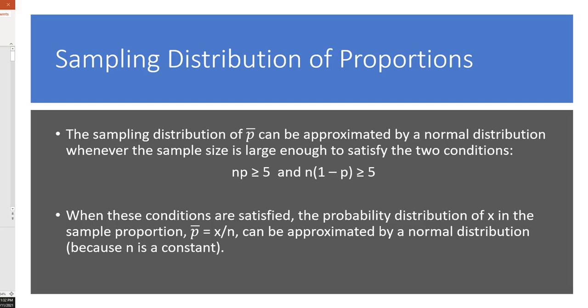The sampling distribution of p bar can be approximated by a normal distribution whenever the sample size is large enough to satisfy two conditions: the sample size times the proportion is greater than or equal to 5, and the sample size multiplied by 1 minus the proportion is greater than or equal to 5. So if both of these conditions are met, the probability of x in the sample proportion can be approximated by a normal distribution because n, our sample size, is constant.